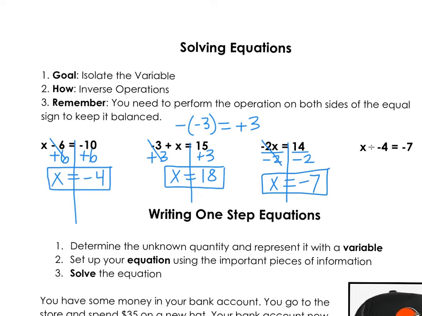All right, and our last one over here, we have x divided by negative 4 equals negative 7. So again, our goal is to get x by itself. Right now we are dividing by negative 4, so to undo that, I will multiply by negative 4 on both sides. The inverse operations undo each other, which just leaves me with x, and x is equal to negative 7 times negative 4, which is positive 28.